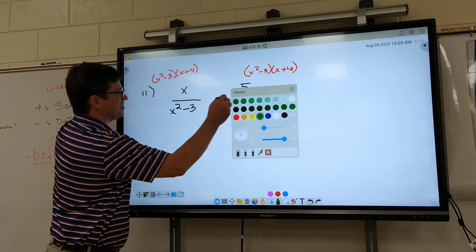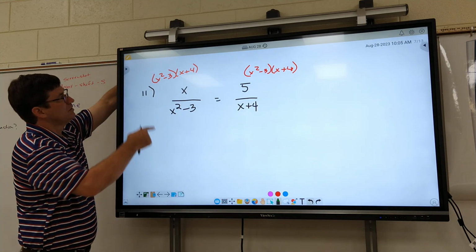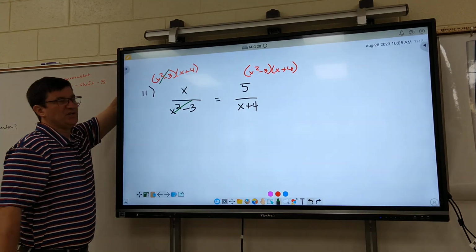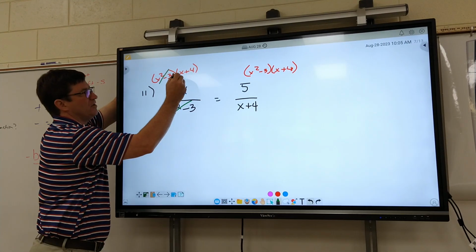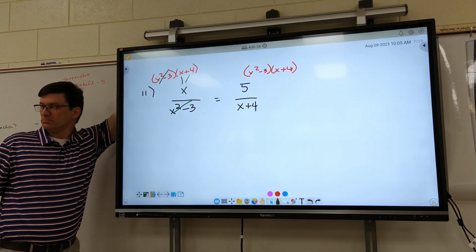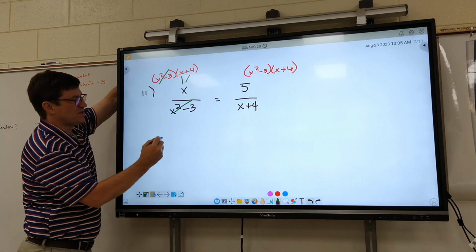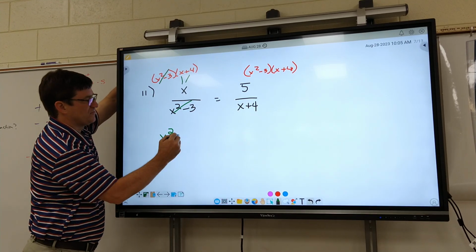All right, first fraction. What cancels out? Good. What do you do with what's left over? Same thing, you distribute. So x times x is x squared, x times 4 is 4x.